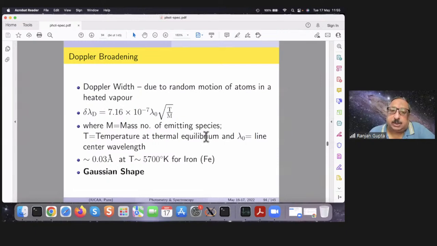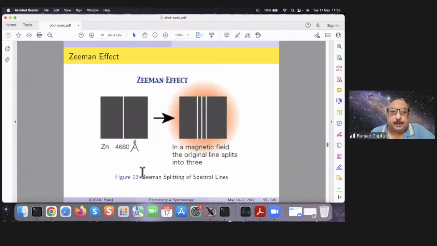And temperature is, of course, assumed at thermal equilibrium. So in case of an iron line from the sun, this gives the sun's temperature. The sun has a lot of iron deposits. It's a G-type star. So now you see this is 0.3, this is 1/10. It is broader than the natural broadening. And this T has come from this. If you put in these numbers, you will get 0.03, or vice versa, if you put in this, you will get the temperature. And it is a Gaussian shape.